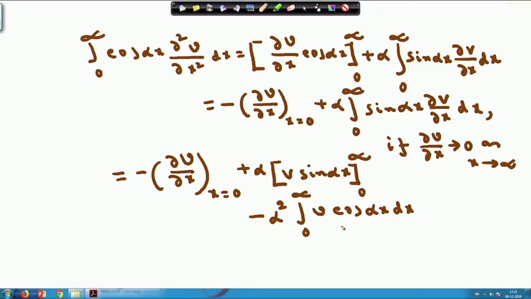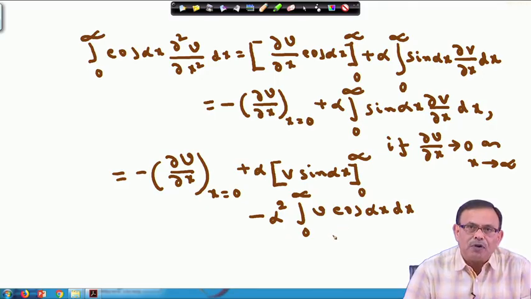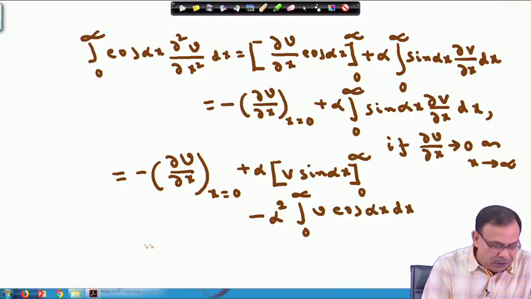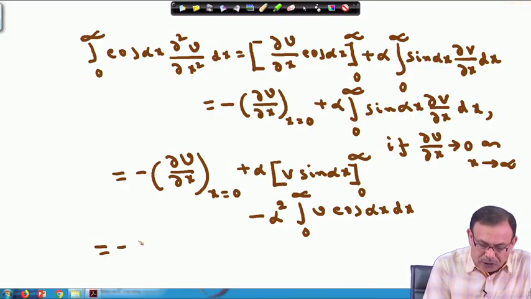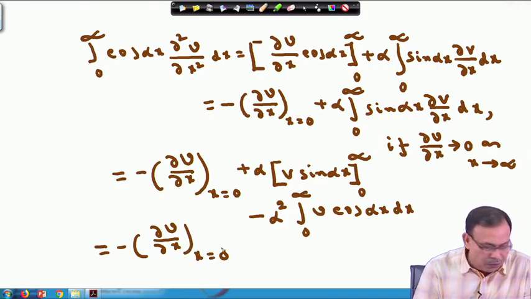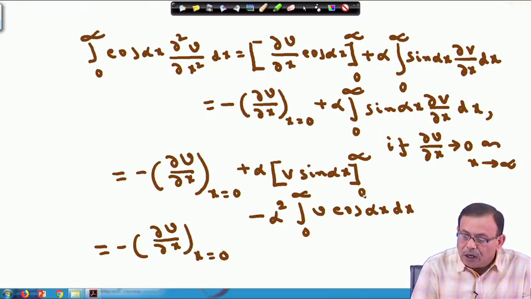And note this integral 0 to infinity v cos alpha x dx, this is nothing but the Fourier cosine transform of v. Now, here again, whenever I try to evaluate this integral, this equals minus del v del x at x equals 0. This is known to me. Whenever you put the lower limit, since sine is there, that will vanish.